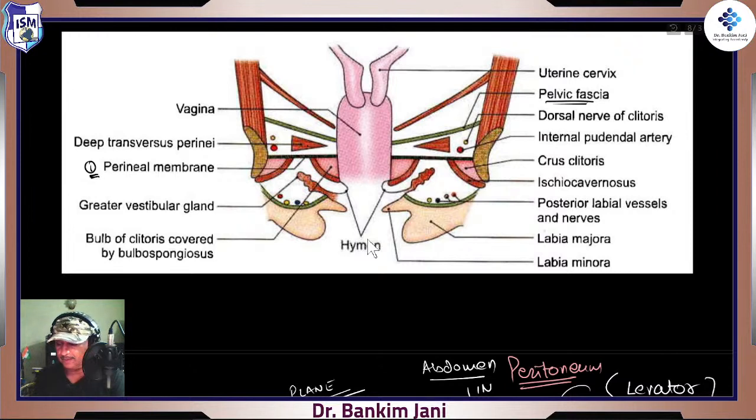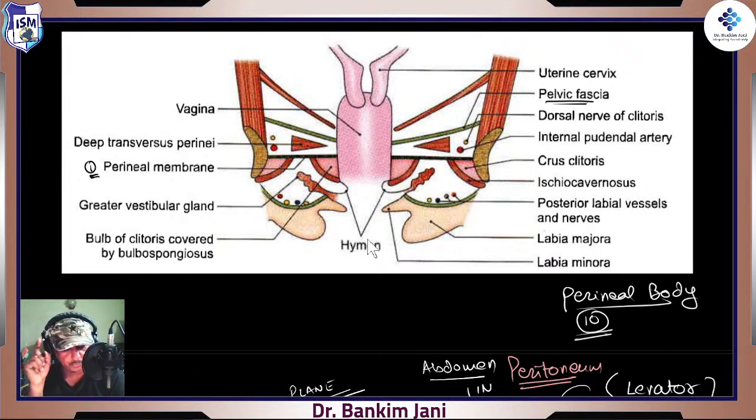You know about the perineal body, right? The perineal body was where 10 muscles were meeting. Out of those 10 muscles, one of them was bulbospongiosus. We remembered it like "blessed". So one was bulbospongiosus, and here is that bulbospongiosus.